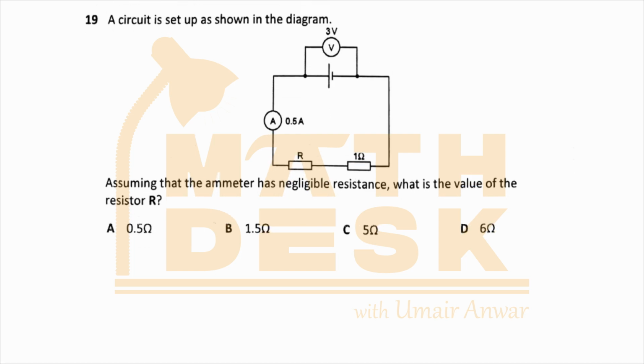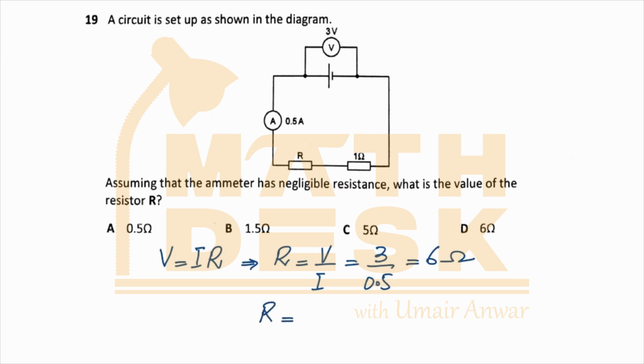So this could be found by using the relation V is equal to IR, and R would be here voltage divided by the current. So 3 divided by 0.5 gives 6 ohms resistance in total. So the value of R would be the total resistance minus the 1 ohm resistor. So the answer is 5 ohms here. So this is the correct option for this part.